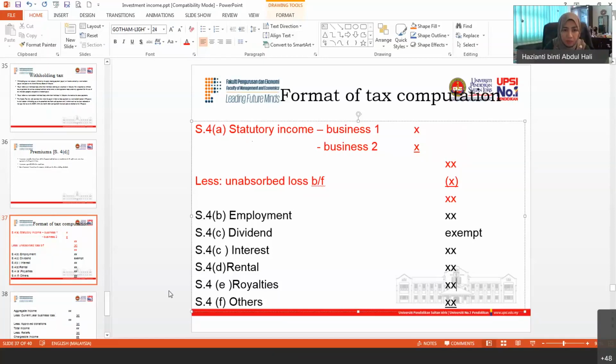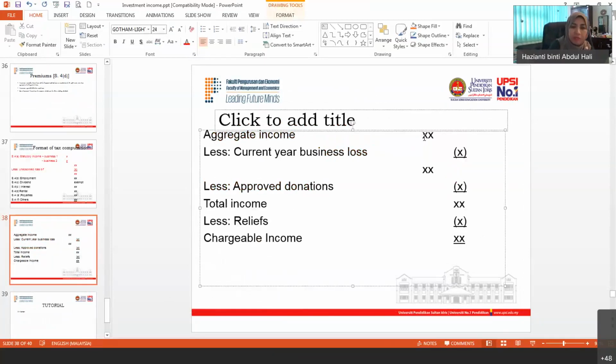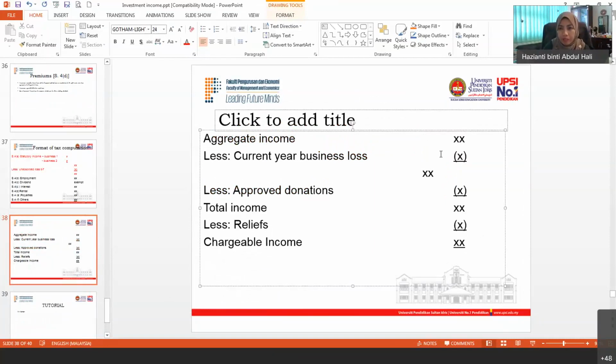So from here, the different types of income will give you an aggregate income. If the business is having losses for the current year, you can deduct the current year business loss. This is where we minus all the approved donations, and that will give us total income. Later on, when we do personal reliefs, we will look at the different types of relief that can be deducted from your total income, and finally we arrive at chargeable income. The person will be taxed based on the chargeable income, based on the scale tax rate. So the higher your chargeable income is, the higher the tax will be.